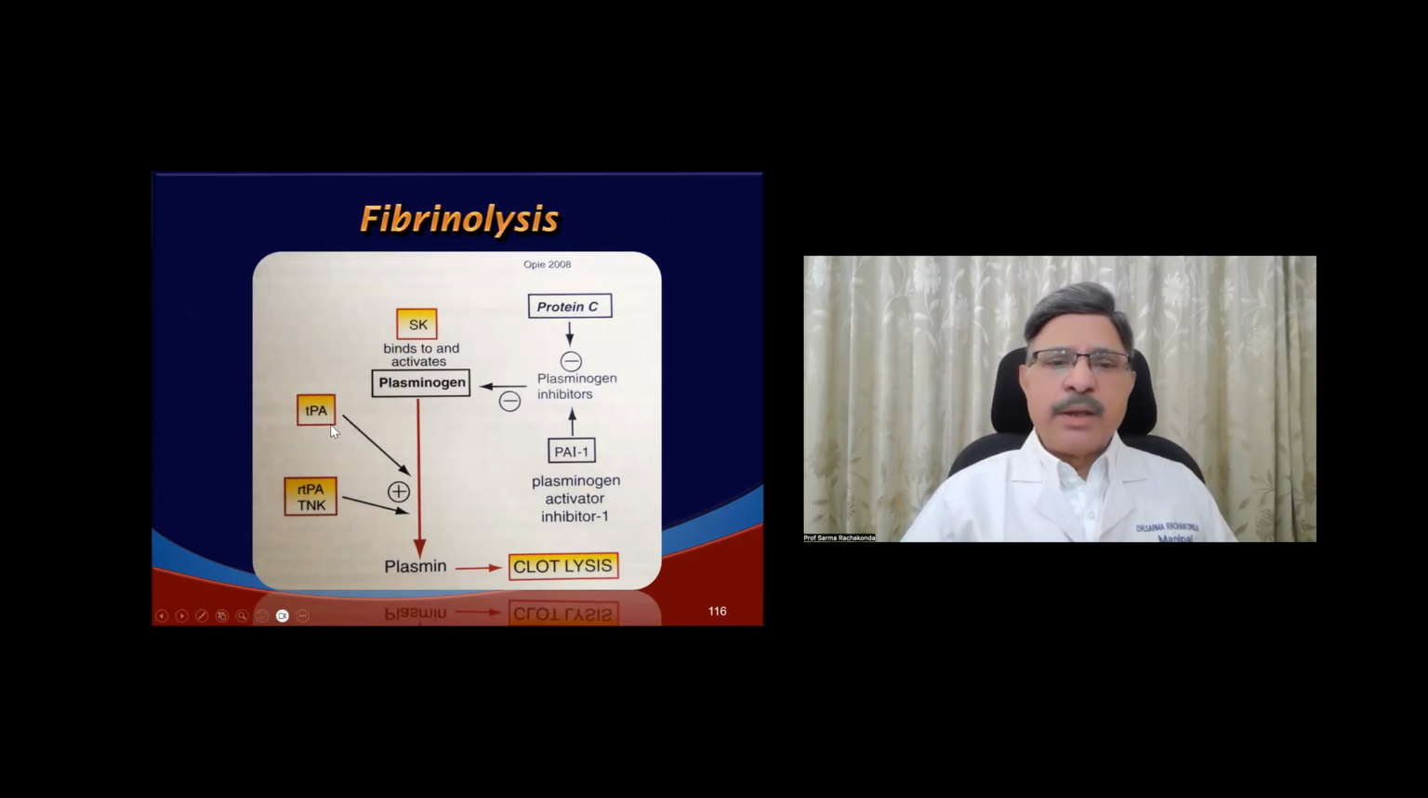SK, TPA, RTPA, or TNK. So SK binds to the active sites. Protein C inhibits plasminogen inhibitors. These inhibit the plasminogen, and then plasmin will be formed. Normally, what will happen? Plasminogen to plasmin. This conversion is activated by RTPA, TPA, or streptokinase. So much so, more of the plasminogen is converted into plasmin.